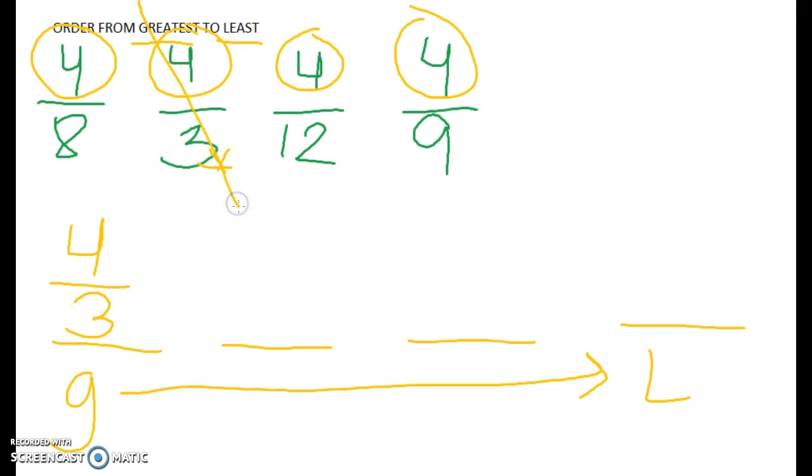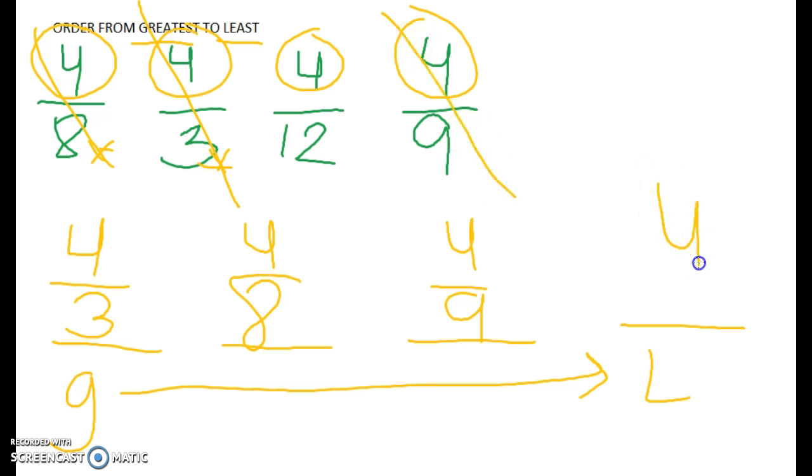fraction. Now I have 8, 12, and 9 left. 8 is the next smallest, meaning it's our next largest fraction of 4/8, then 4/9, and last 4/12.